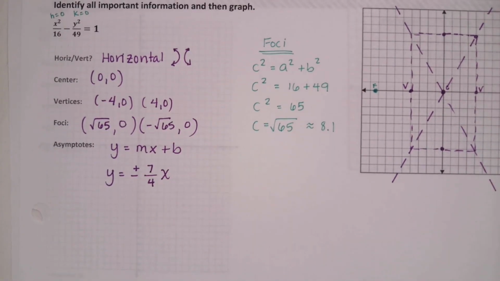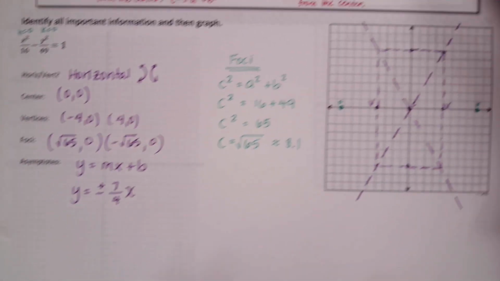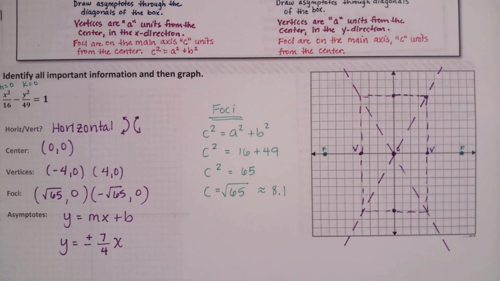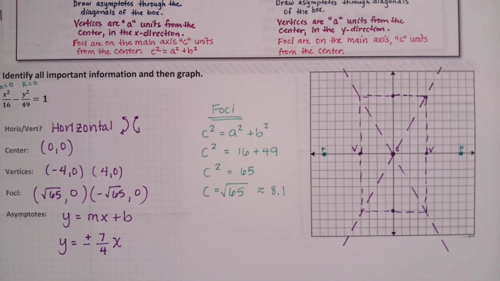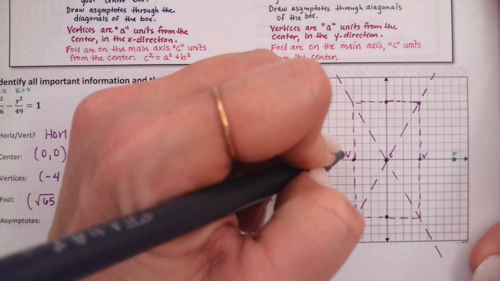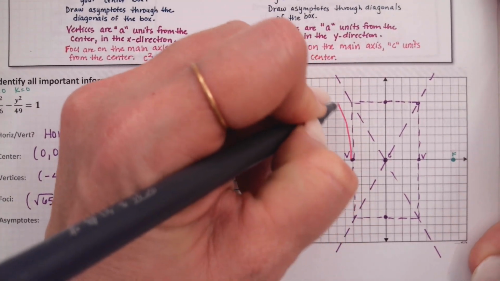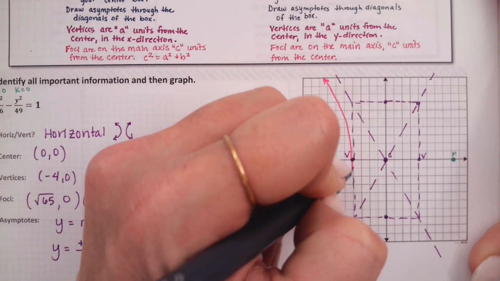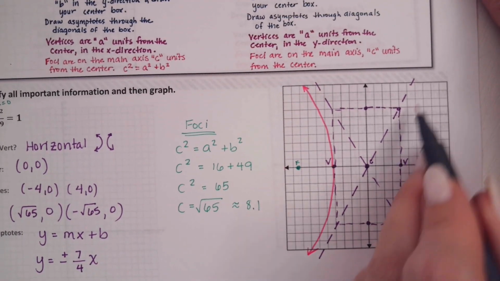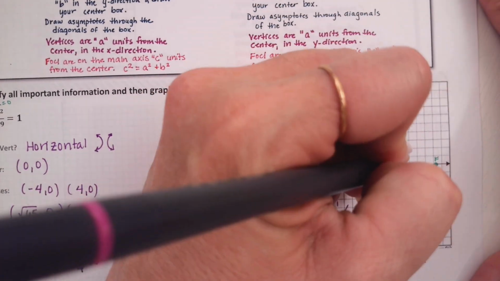And then last thing we need to do is actually draw in the branches of our hyperbola. All we've done so far is find all the stuff that's part of it. So my last step is to actually draw the branch. There's two branches. One of them is going to start at this vertex on the left and curve around based on the two asymptotes. And then the other one's going to start at the vertex on the right and curve around based on the two asymptotes.